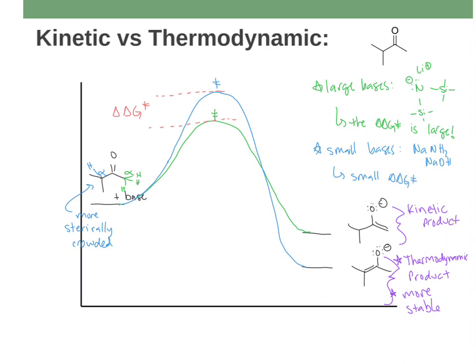And that is going to be important for us because if I want to get more thermodynamic product, I am going to use a small base so that the kinetics is not that big of an issue. Ditto, if I want to get more of the kinetic product, I'm going to use a large base because now the difference in the activation energies is big. It is going to be much, much larger because it's going to be much harder for a large base to get over the top of that hill is the idea.